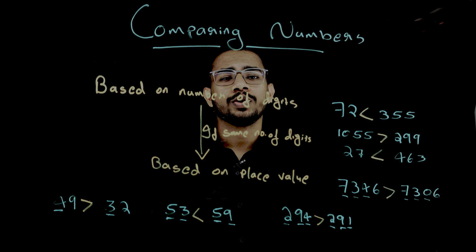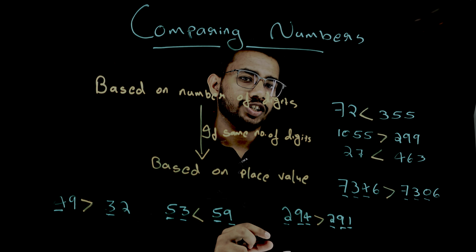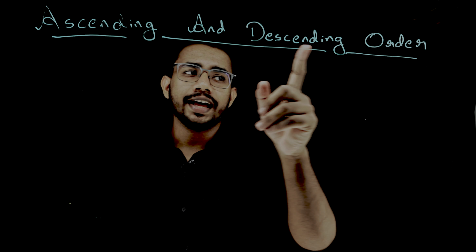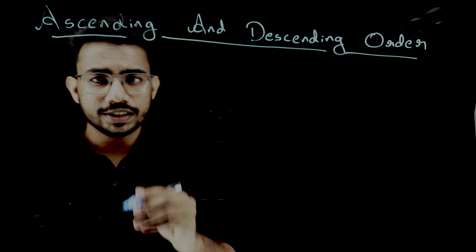Now we are moving on to the last topic, that is ascending order and descending order. Here we have two small topics, ascending and descending order. We will see what they actually are. The first one is ascending order.